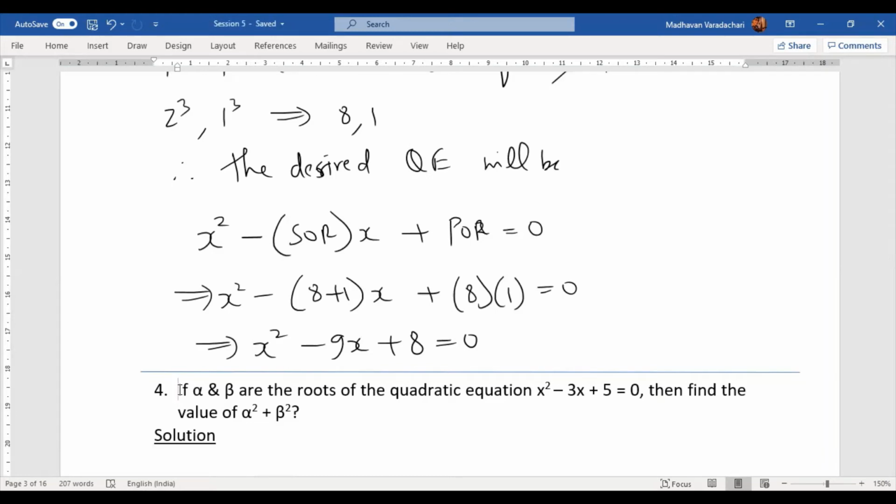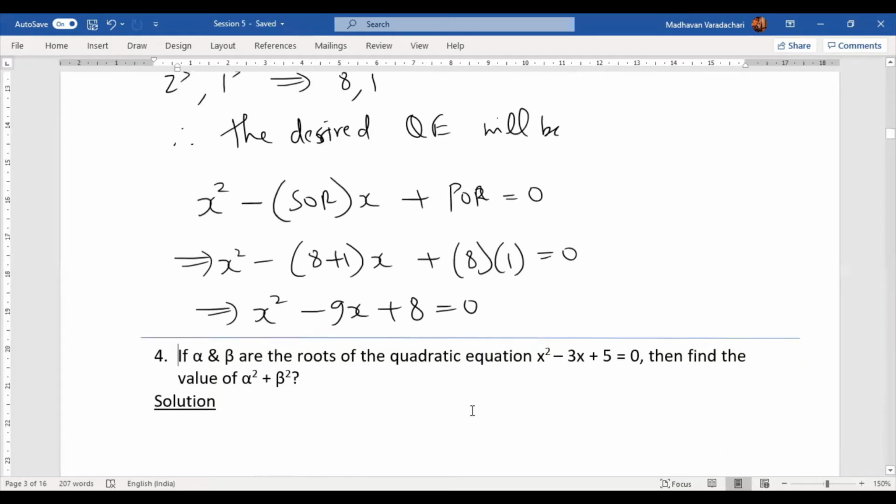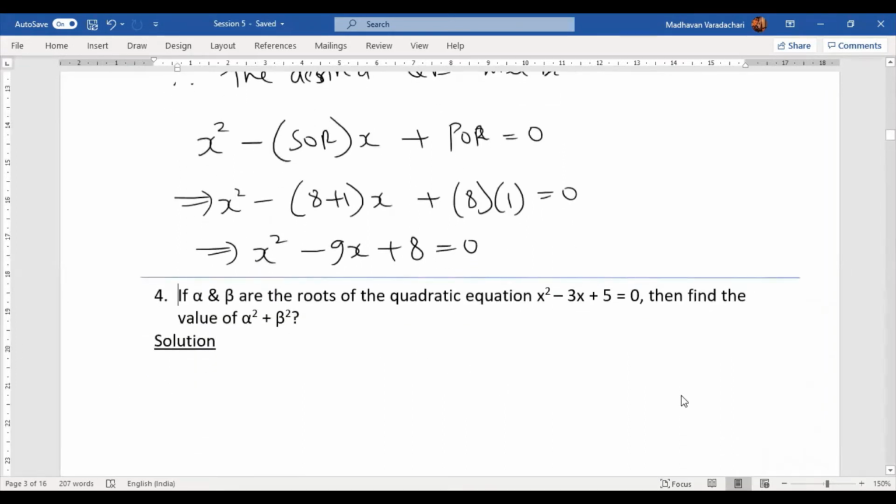If alpha and beta are the roots of the quadratic equation x square minus 3x plus 5 equal to 0, then find the value of alpha square plus beta square. First of all, we are supposed to find alpha square plus beta square. From where we will find, we will consider alpha plus beta the whole square. It is like a plus b the whole square. What is that? It is a square, sorry.